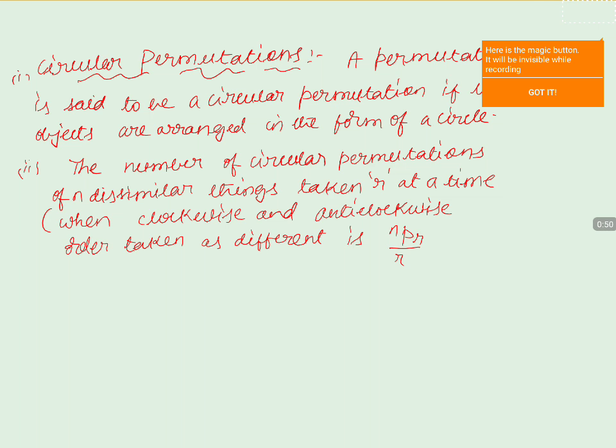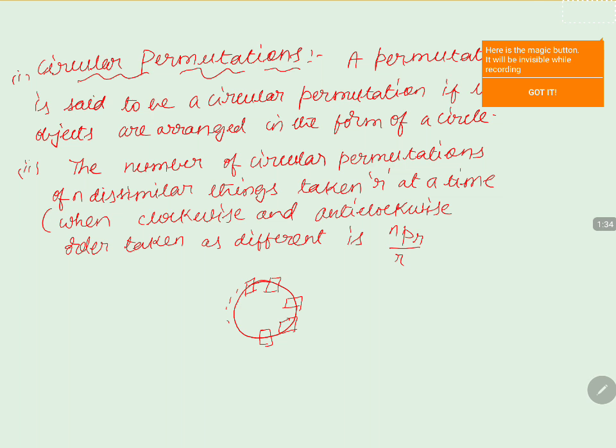Now based on this, we'll go for the second point. The number of circular permutations of n dissimilar things taken r at a time, when clockwise and anti-clockwise order is taken as different. For this, we'll assume that there is a circle and there are n dissimilar objects placed in the form of a circle like this. Whenever we say n dissimilar things taken r at a time, in the sense we are not considering all n at a time.